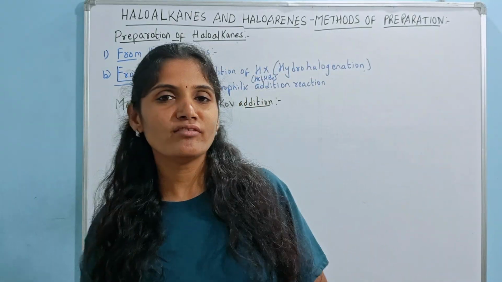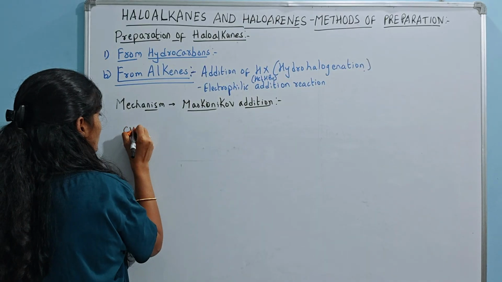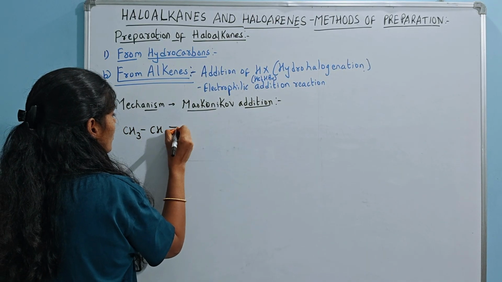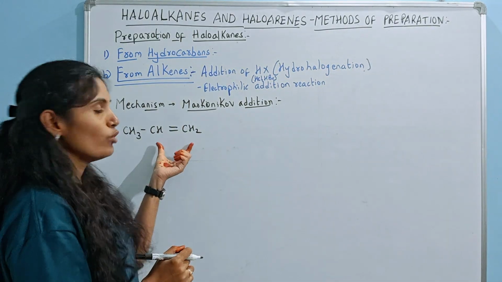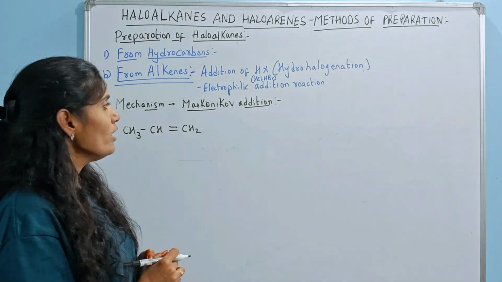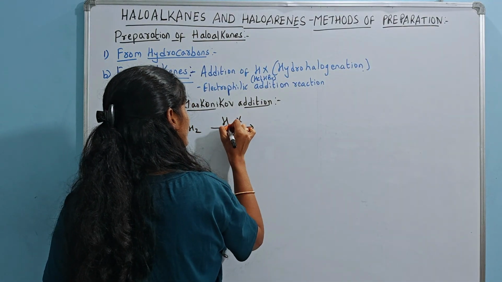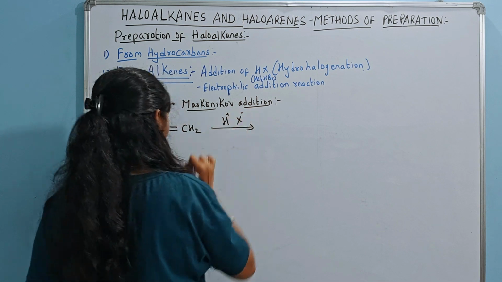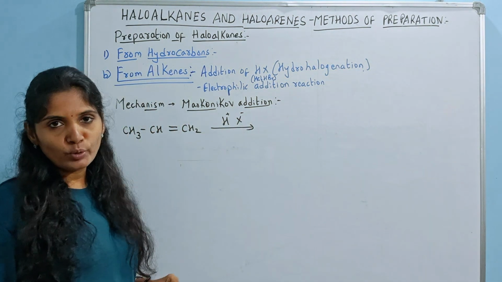Now, let us see the mechanism for Markovnikov addition. We have taken propene, and this is my double bond part. I will only focus on the double bonded carbons. Now, if you see here, we are adding HX. We know this is the positive part and this is the negative part. Now, if you observe these double bonded carbons, I have this unsaturation over here.